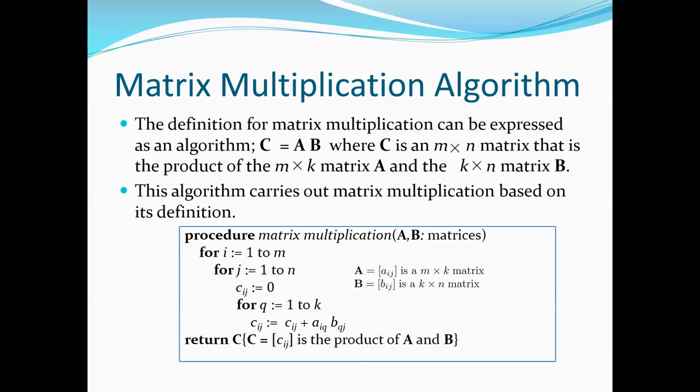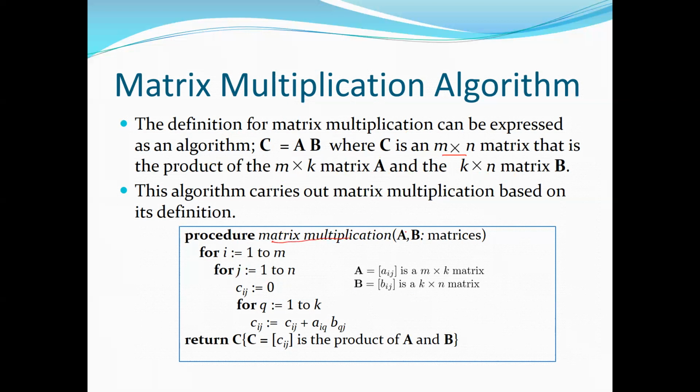Matrix multiplication algorithm. We have already seen matrices in the previous chapter. If we are going to multiply two matrices, say, by the definition of matrix multiplication, we know C is equal to AB, where C is the M cross N matrix, A is the M into K matrix, and B is the K into N matrix.